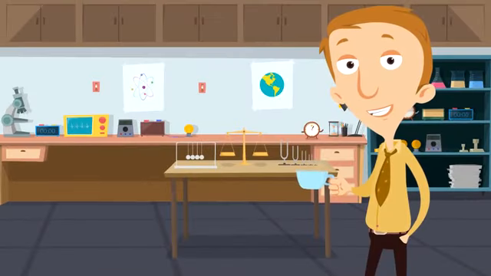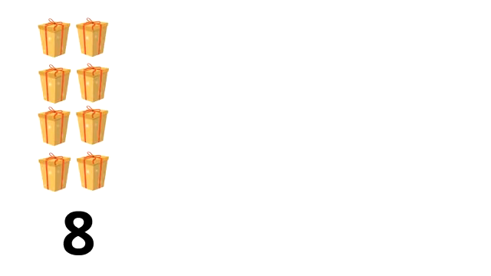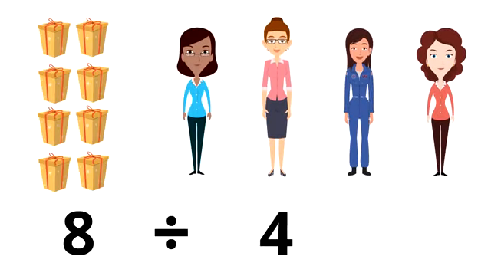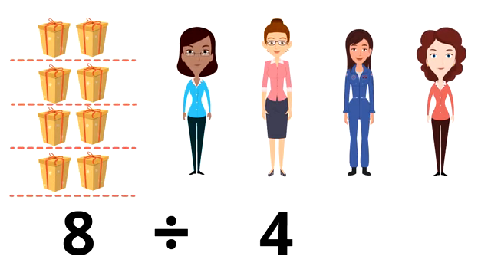Let's try another example of division. Let's say there are 8 presents, and there are 4 women, and we want each of the women to get the same amount of presents as the other women because we want it to be fair. Notice the division sign. We are going to divide or split up 8 by 4. Remember, to divide is to split up. Let's split these presents up into 4 equal groups. 1, 2, 3, 4. Alright, how many presents does each woman get? 2. Each woman gets 2 presents.